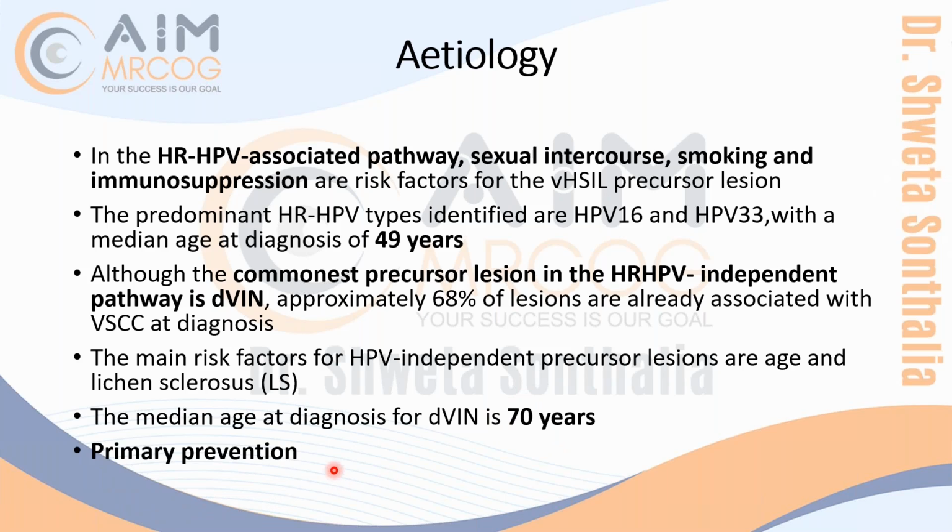How can you prevent it? The primary prevention will be vaccination. For HPV, you can give the vaccination; there is bivalent and tetravalent vaccine. So you can cover 16, 18, and some benign viruses by that. While for lichen sclerosis, for preventing the differentiated one, you have to treat the lichen sclerosis properly. And if you treat it properly with steroids, you can avoid progression to VIN followed by cancer.